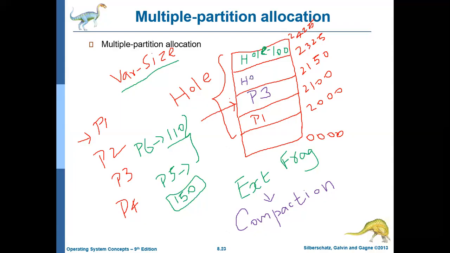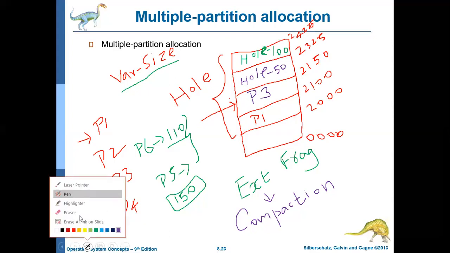This hole size is 50 MB. P3 size is 175 MB. Already P1 is occupying up to 2100. So P3 needs 175 MB, that is, it needs up to 2275.